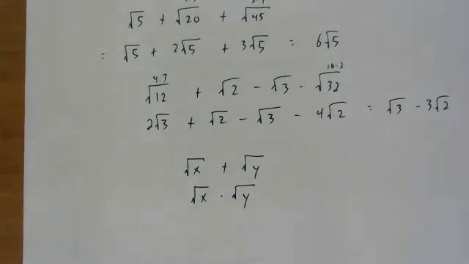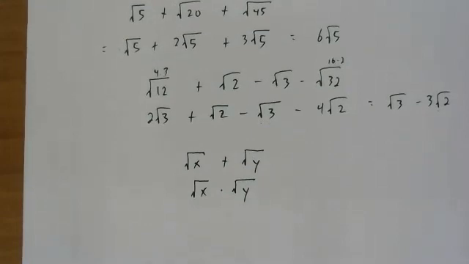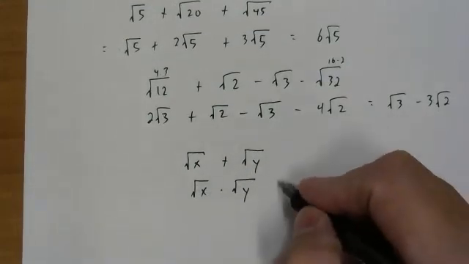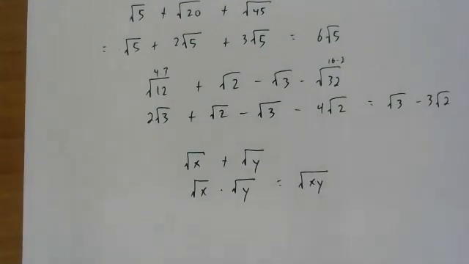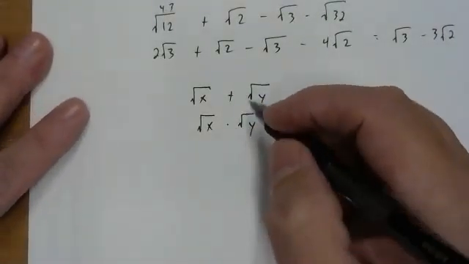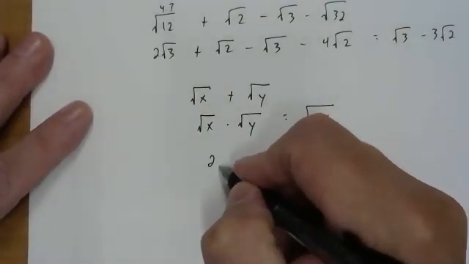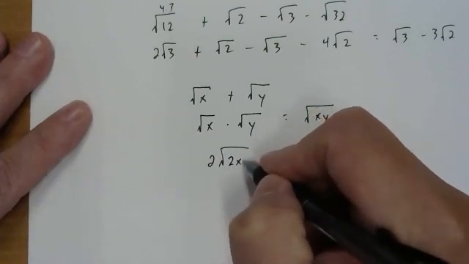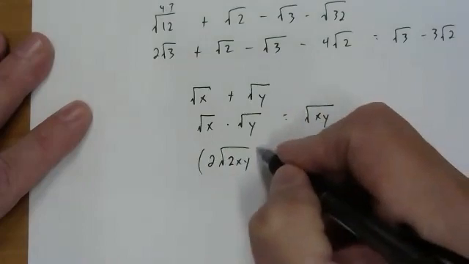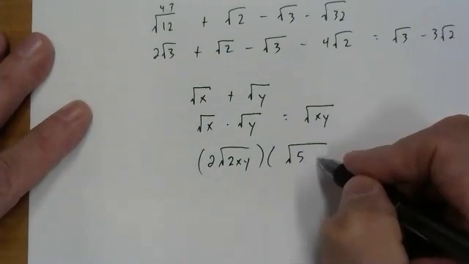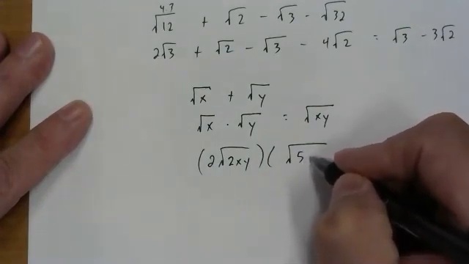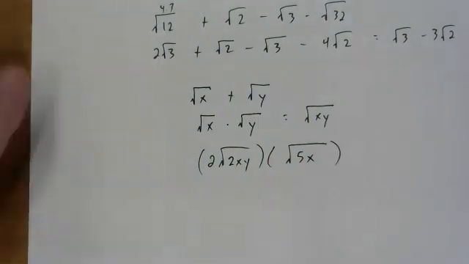How about if I was multiplying square root of x times square root of y? Well, since the roots are the same, I could actually multiply them. So that means, say if you had a problem like this, 2 times the square root of 2xy times square root of 5x.